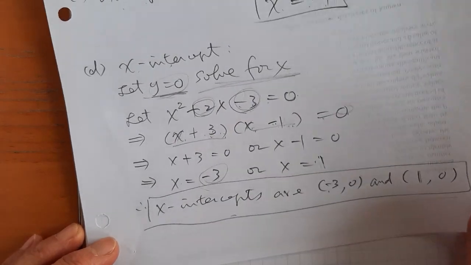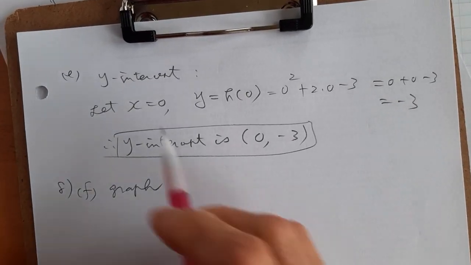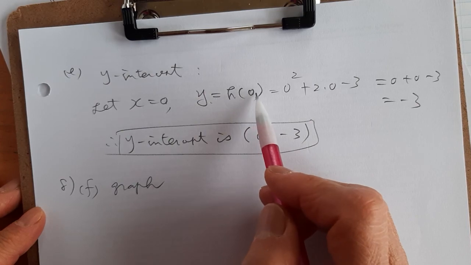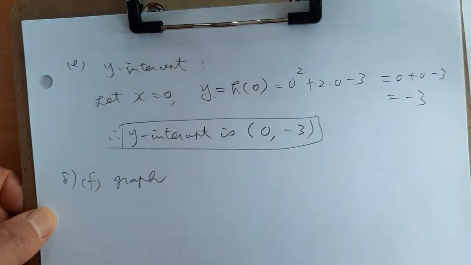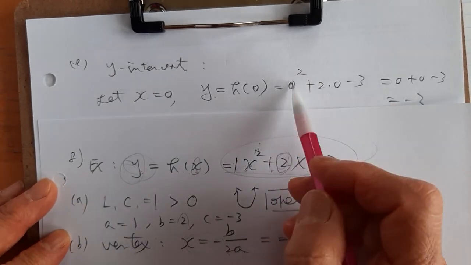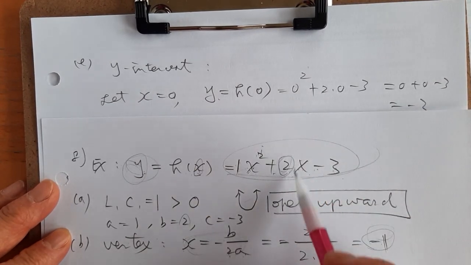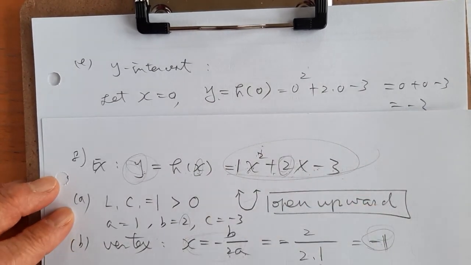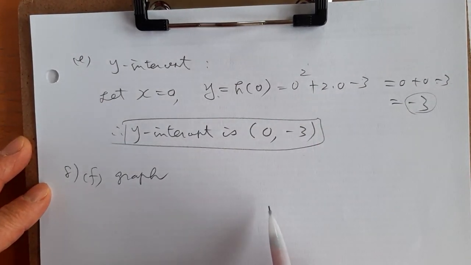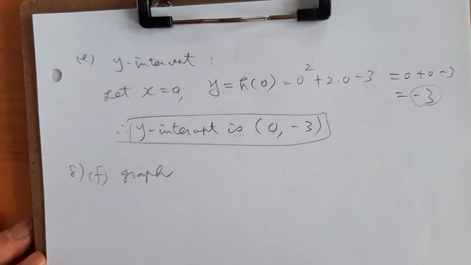Those are the two x-intercepts. Now the y-intercept: let x equal 0 and get y. Y equals h of 0, so plug in x equals 0: 0 squared plus 2 times 0 minus 3. 0 squared is 0, 2 times 0 is 0, minus 3. You get negative 3. So the y-intercept is the point with x coordinate 0 and y coordinate negative 3.